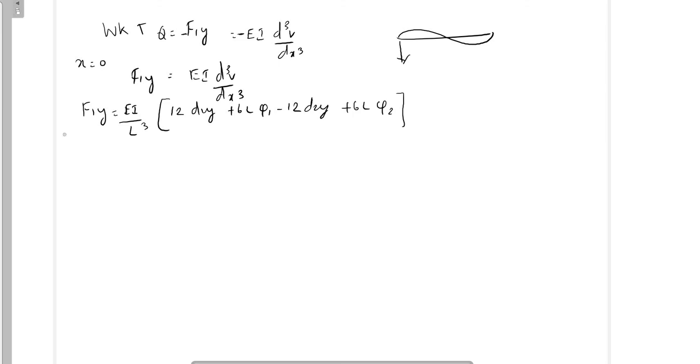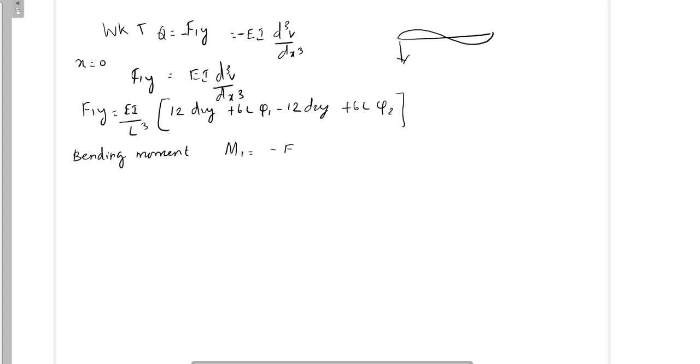Okay, over. Next one, moment. Because we are deriving the equation in the order of the stiffness matrix. Next one, bending moment M1.